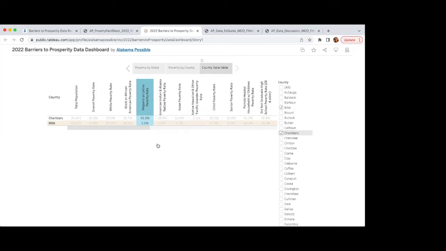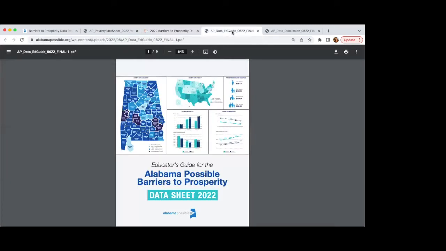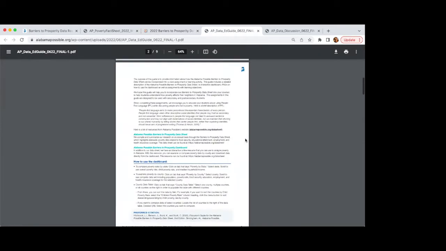I highly recommend it if you're looking just for the data of one specific county, or if you're looking for a specific set of counties that you want to filter out the data for. We're going to quickly look at 3 more resources that are meant to support the data sheet and the data dashboard. Again, all of these are at alabamapossible.org/datasheet. We have our educator's guide. The purpose of this guide is to incorporate the data sheet and the dashboard into learning activities within the classroom. And it's primarily meant for secondary and post-secondary age students.